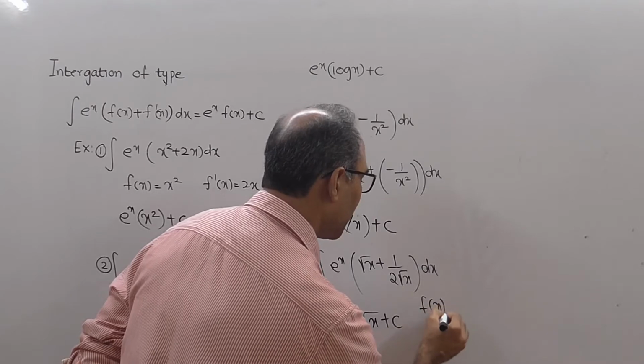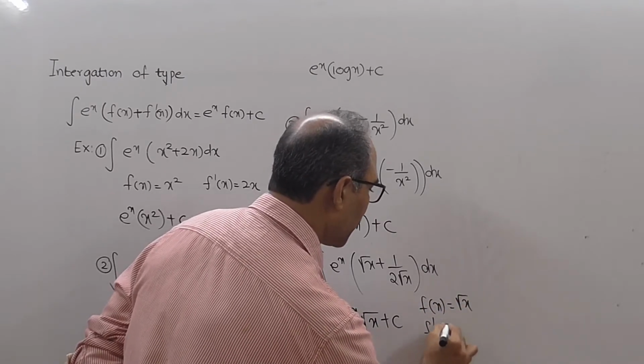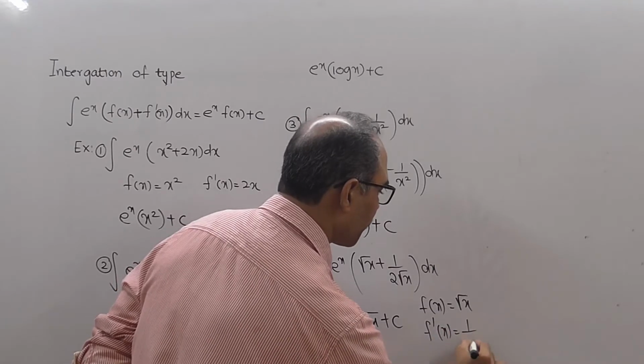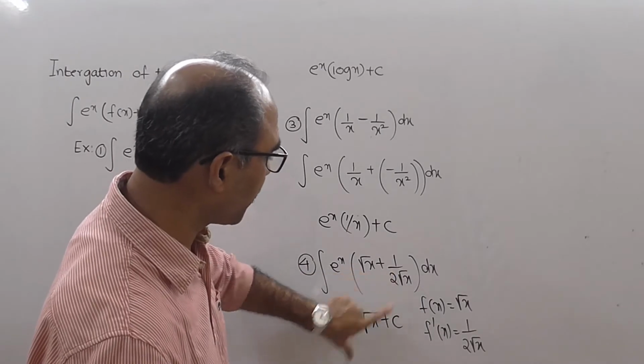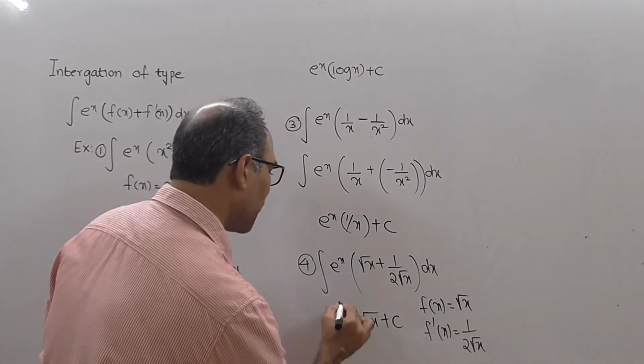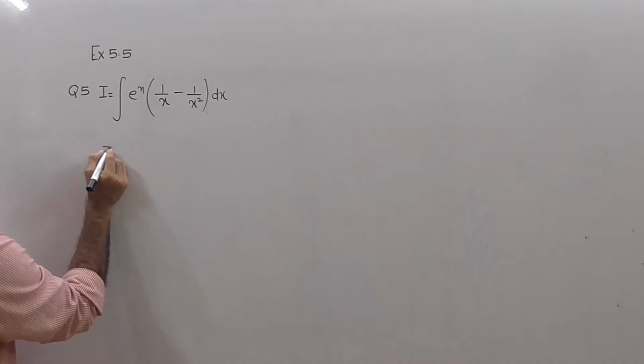If you want to write it here, f of x is root x and the derivative of root x is 1 upon 2 root of x. So this is e raised to x, this is f of x, this is f dash of x. The answer is e raised to x f of x plus c. So it will be e raised to x root of x plus c.